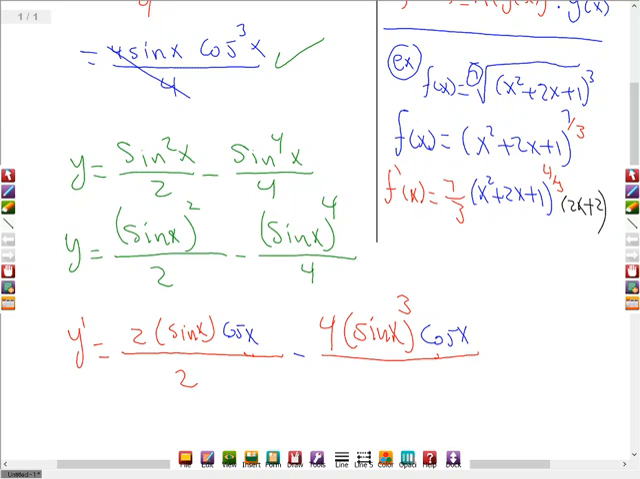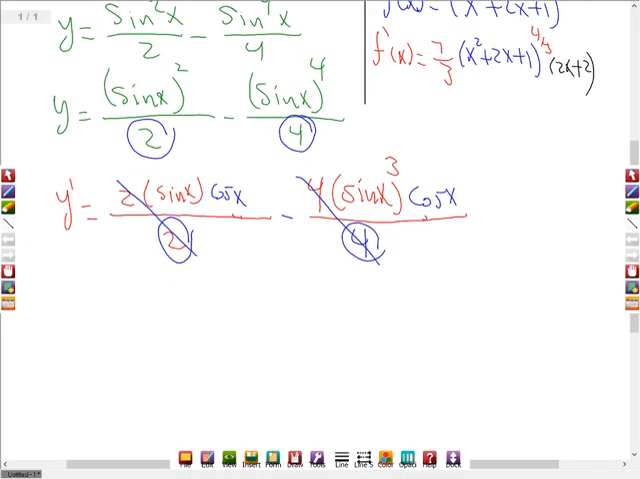Good. Over 4. I told you when you have a constant denominator, just leave it. You see, I left it. Don't touch it. Stay the same. 2 cancels with 2, 4 cancels with 4. Watch here. I have sine x cosine x, and I have sine cube x cosine x.